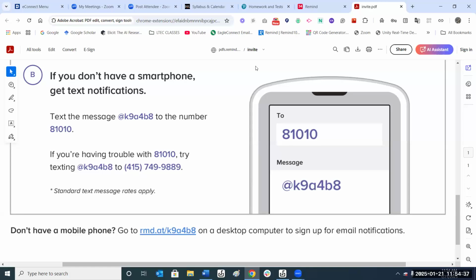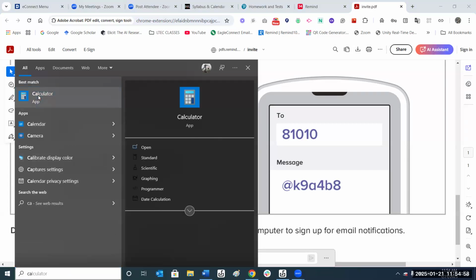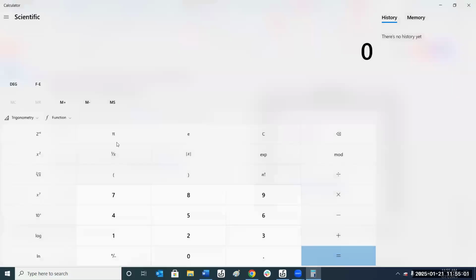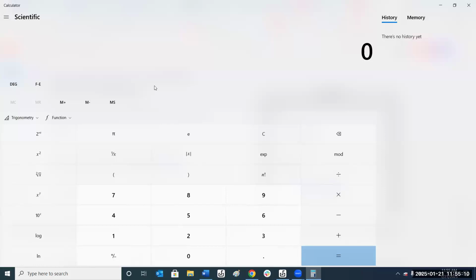Everybody done? No questions? We still have 30 minutes. Yes. No, I should, no, because on your computer, you have everything you need here in the calculator. Because this calculator here, it can be scientific, it could be graphing, it could be anything. So anything you need will be done here.